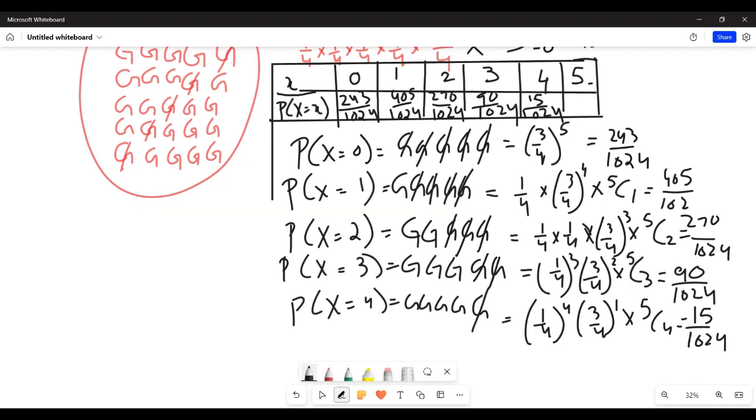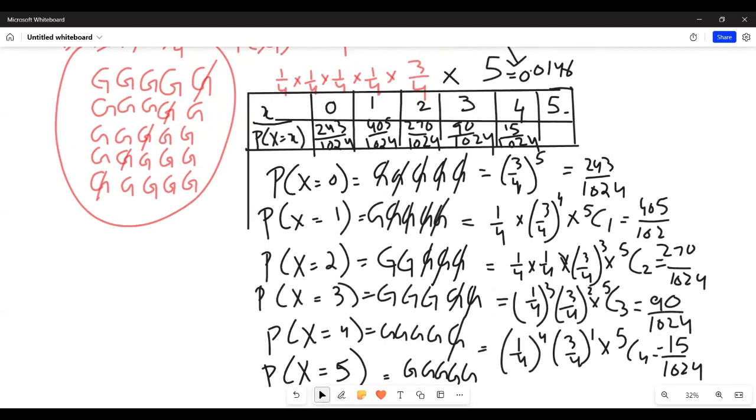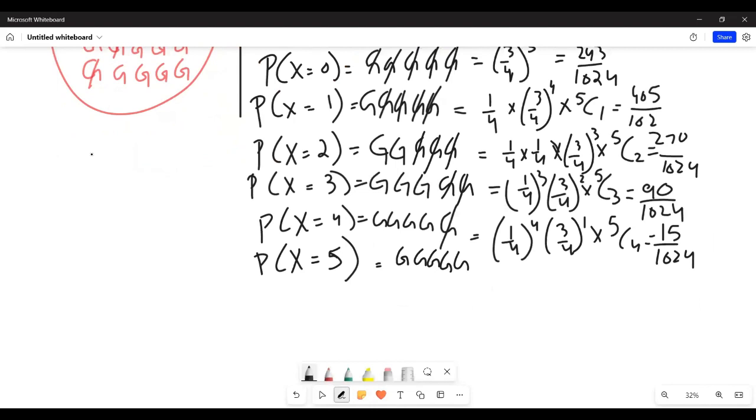And last, probability x equals 5, which is going to be all are green. So that's just going to be 1/4 to the power 5. You can write 5C5 with it, but that's just 1, so it's optional. And this is equal to 1/1024.